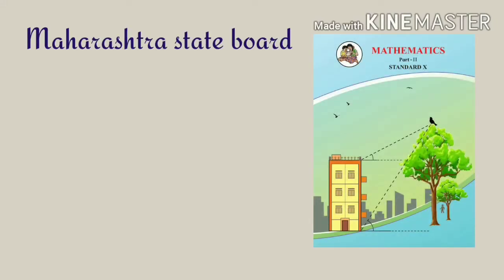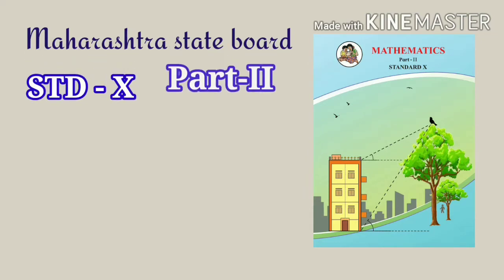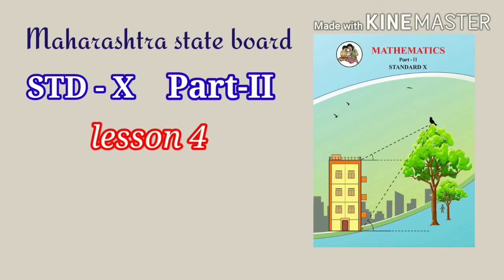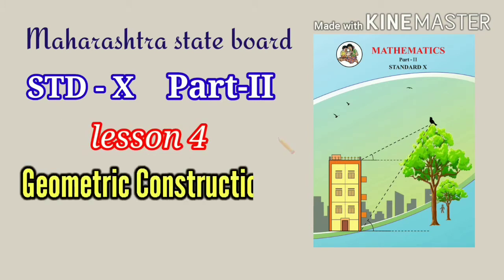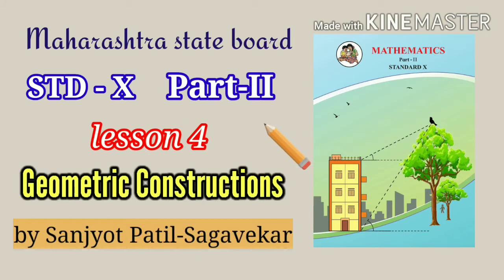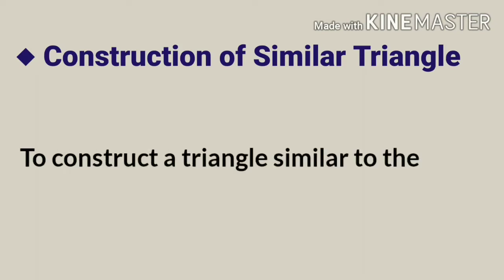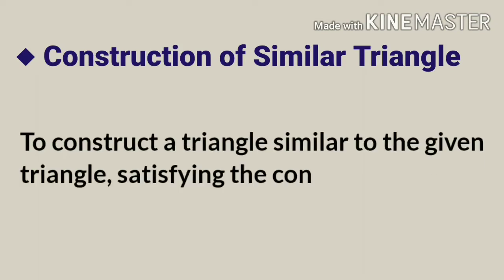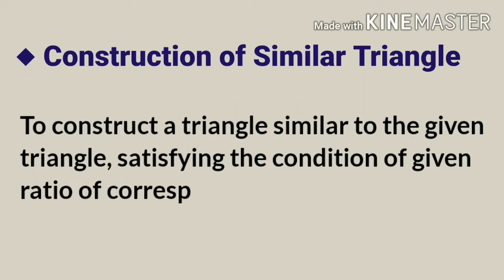Today we are going to learn Standard 10th Mathematics Part 2 and its lesson number 4, Geometric Constructions. In this video, we are going to learn construction of similar triangle. To construct a triangle similar to the given triangle, satisfying the condition of given ratio of corresponding sides.